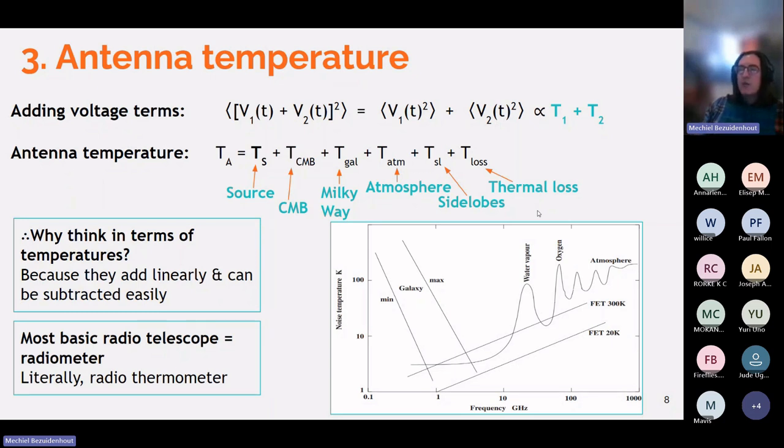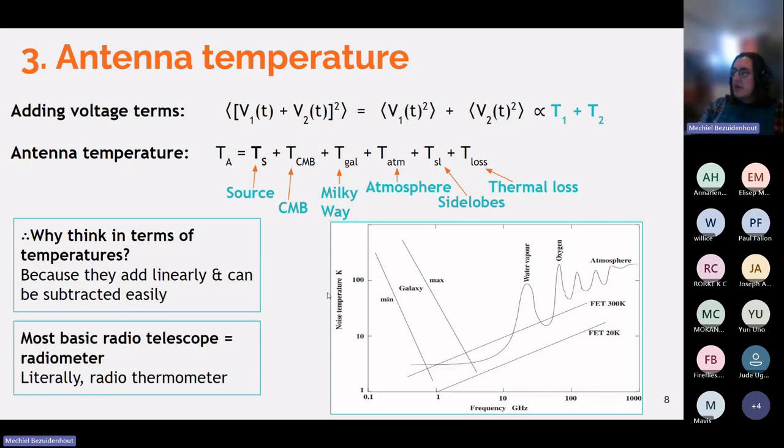And then we can work backwards from the source temperature to derive the flux density of the source. So why do we want to think in terms of temperatures? Because we can add them together linearly and they can be subtracted easily. This is why the most basic setup for a radio telescope is called a radiometer, because literally it can be thought of as a radio thermometer. You're taking the temperature of the sky.